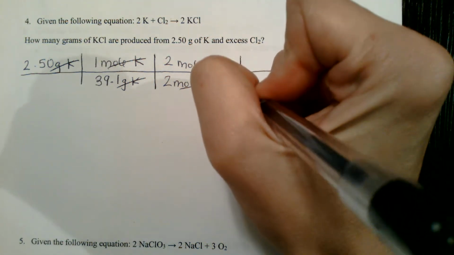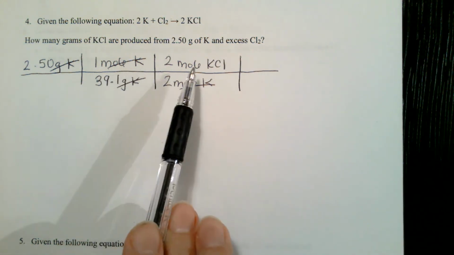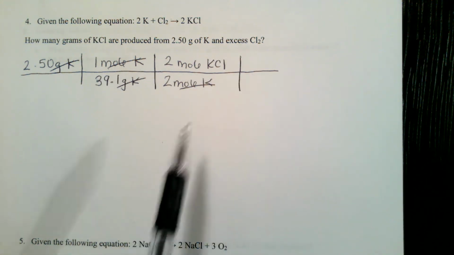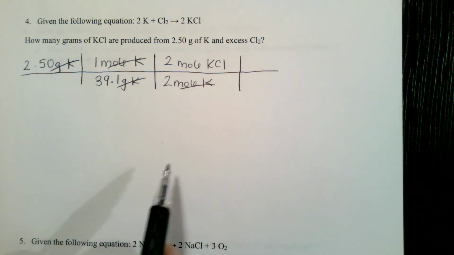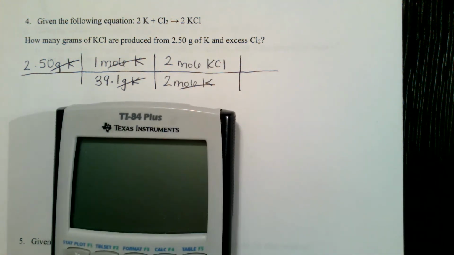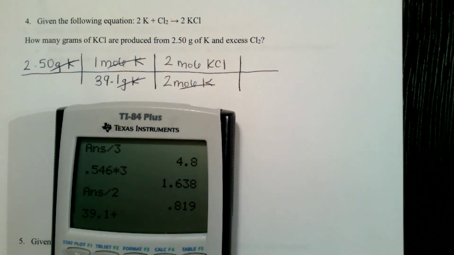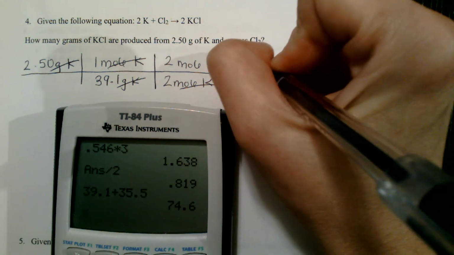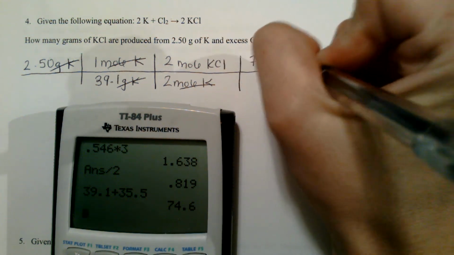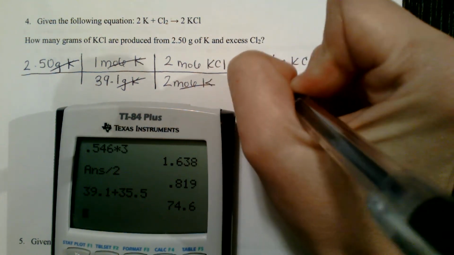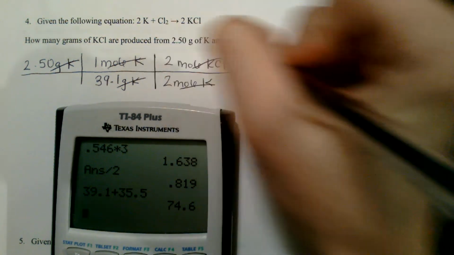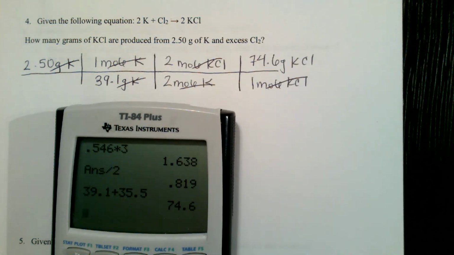If I want to know grams of KCl, I'm going to have to turn moles into grams. And to do that, I'm going to need to multiply this by the molar mass. So we have 39.1. Oops, let's go turn the thing on. 39.1 is the molar mass of potassium. Chlorine is 35.5. So for every 74.6 grams of KCl, we have 1 mole of KCl. So moles cancels with moles.